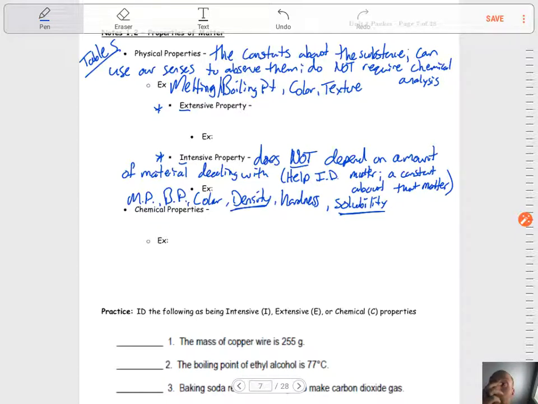If intensive properties do not depend on the amount of material you're dealing with, and they are inside the substance, what do you think extensive properties are? Extensive is like outside, is kind of what I think. So this is a property that does depend on the amount.